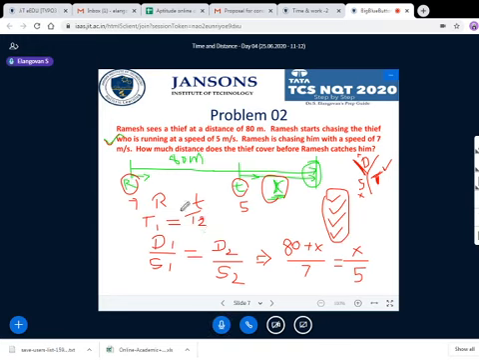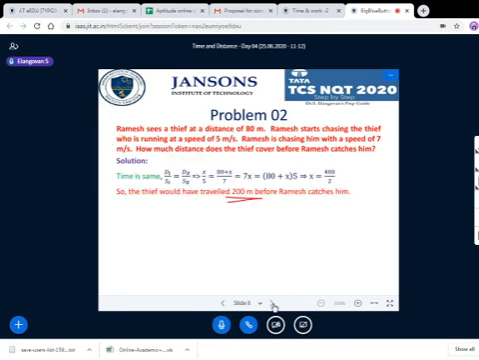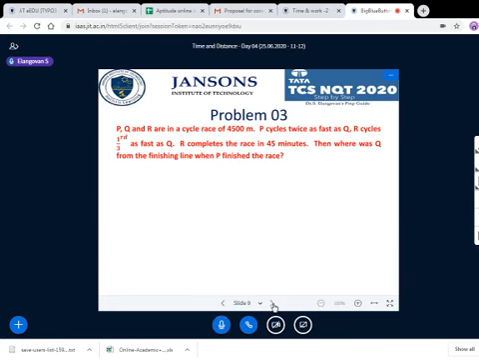You are equating. For that you are writing the formula, substituting it, finishing it off. Right? Is it clear? I'm going to the next problem.